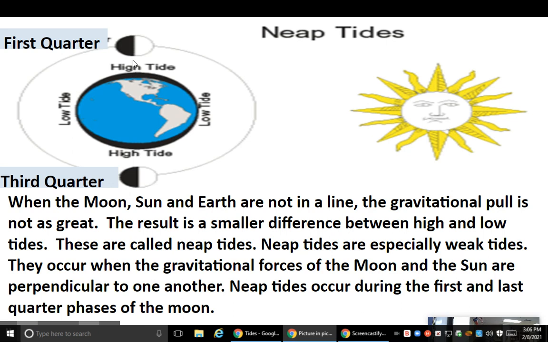So here you have the moon pulling this way on Earth's water and the sun pulling this way. So kind of the waters are evened out. So you don't really have a great difference in tidal ranges.